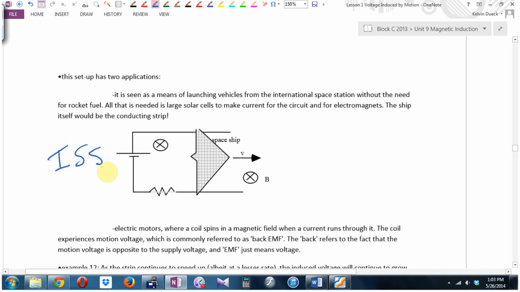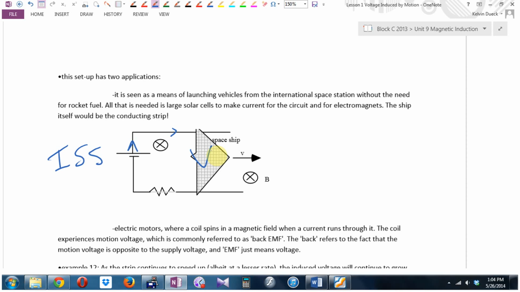Okay. We want to launch this to the right. Would this work? Well, let's see. Here's our battery sending current this way. So through the ship itself, the current is pointing down the page. Which way is this magnetic field? Look at the picture with the B. Which way do I have this magnetic field set up? Into the page. So current down the page, magnetic field into the page.